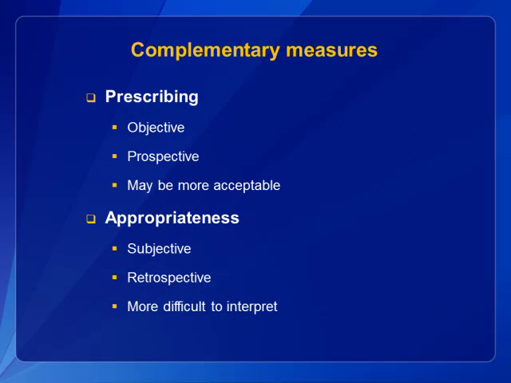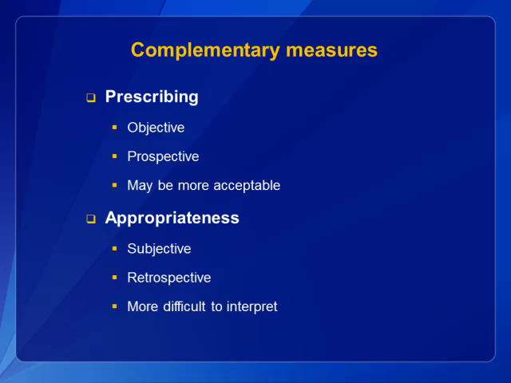And so one of the last things I want to talk about is this idea of optimal prescribing versus appropriateness. I think those are complementary measures. Optimal prescribing is a prospective measure. Optimal prescribing says, right at this moment, am I doing everything right in prescribing this antibiotic? Are my decisions consistent with the appropriate guidelines for prescribing?